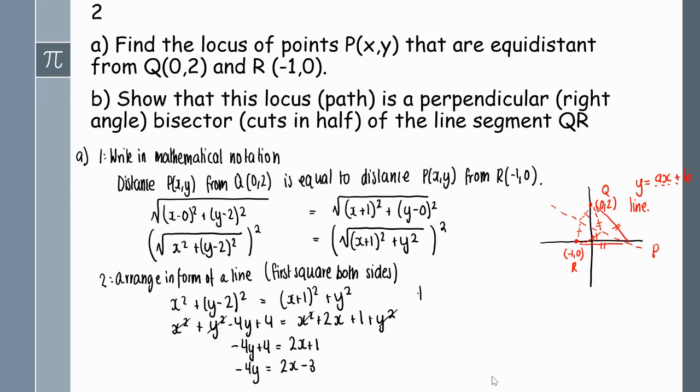And then lastly, divide by negative 4. We will have y equals, well, 2 divided by negative 4 will just be negative a half x plus 3 on 4. So that's the equation of my locus of points.